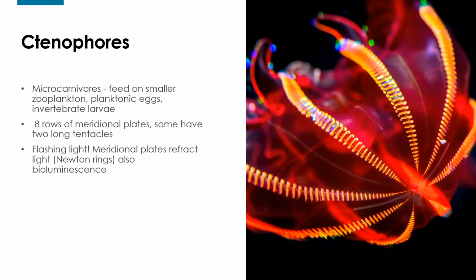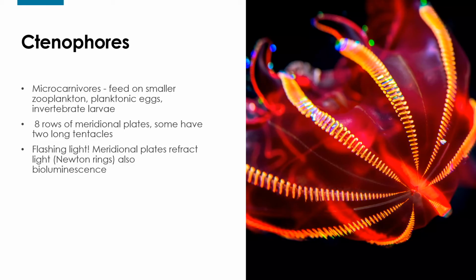So ctenophores, they are microcarnivores. They like to feed on smaller zooplankton and planktonic eggs and invertebrate larvae. They have 8 rows of meridional plates, and some have 2 long tentacles. And so these comb rows are fused cilia that are arranged along the sides of the ctenophore, and they're clearly visible, like we can see in the image on the right. And the cilia beat together in unison and help propel the ctenophore in the water. And some species of ctenophore will actually move with a flapping motion or undulations of the body. And yes, many ctenophores can have 2 long tentacles on their body, but some also just lack tentacles completely.